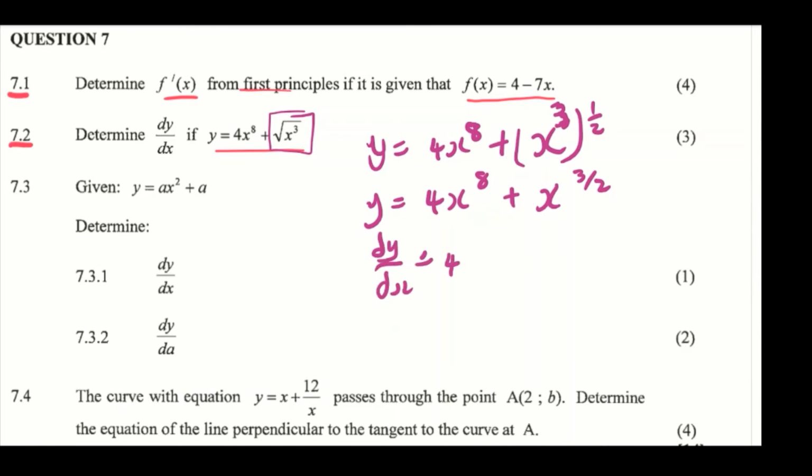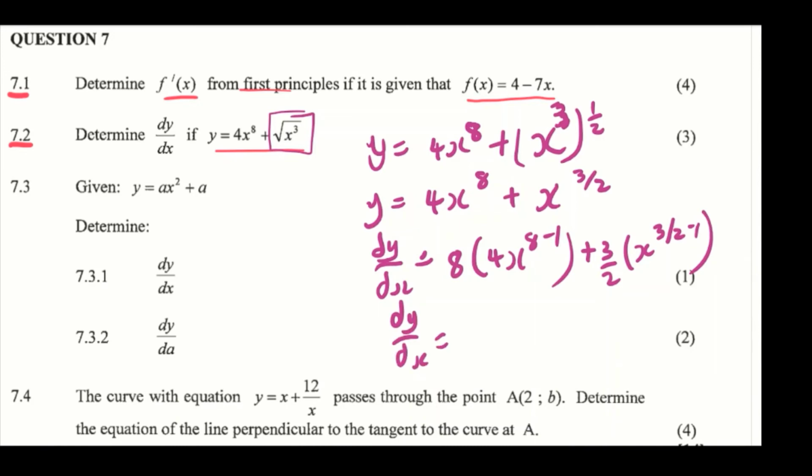So we're going to drop the 8 into 4x to the power of 8 minus 1, close brackets, plus drop the 3 over 2 into x to the power of 3 over 2 minus 1. And dy over dx equals 8 times 4, which should give us 32. It's going to be x to the power of 7, plus the 3 over 2. And you subtract at the top, you should get 1 over 2, so it's going to be x to the power of 1 over 2, over 2, right?